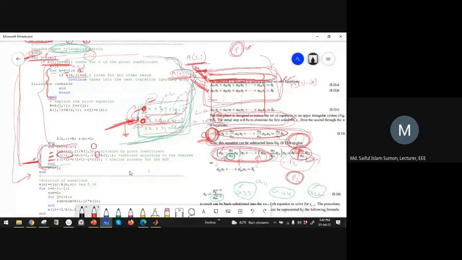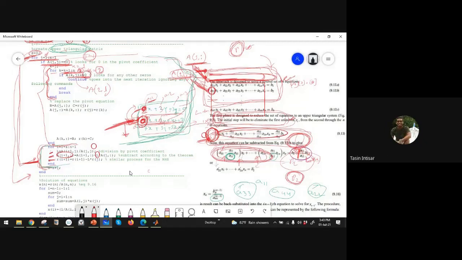2,1. That means k is 2. Can you relate? For the first case, k is equal to how much? 1 plus 1, that means 2. And j is equal to 1. So this one is a(k,j). k means 2, j means 1. So 2,1 means this one. Yes, sir. It's checking whether this is 0 or not.